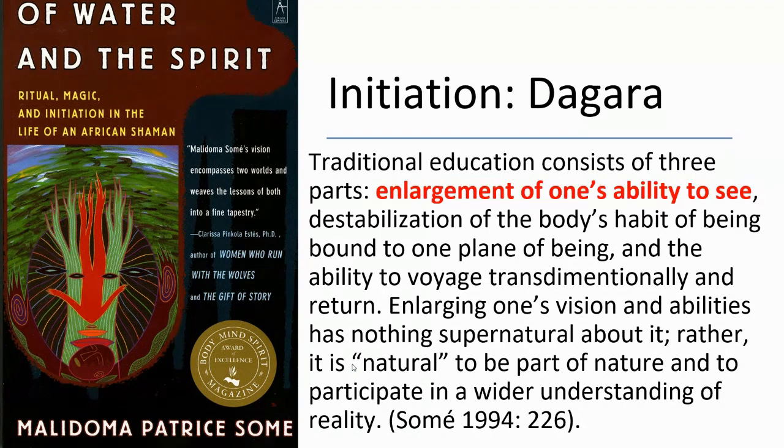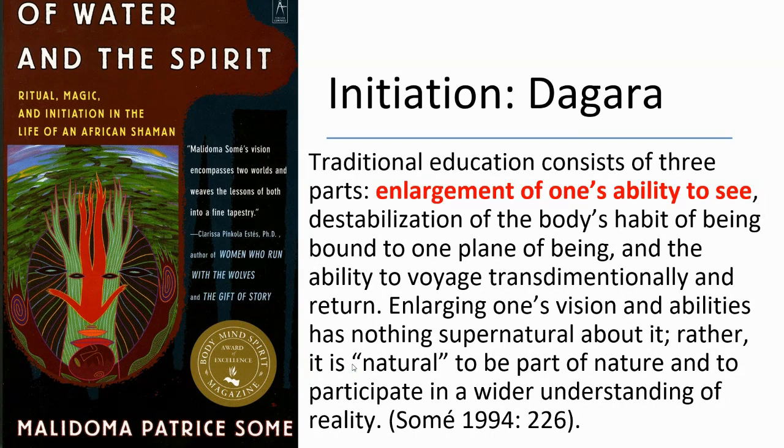So traditional education consists of 3 parts. And I have this bolded in red. The first part, the enlargement of one's ability to see. 2, destabilization of the body's habit of being bound to one plane of being. And 3, the ability to voyage transdimensionally and return. Enlarging one's vision and abilities has nothing supernatural about it. Rather, it is natural to be part of nature and to participate in a wider understanding of reality.